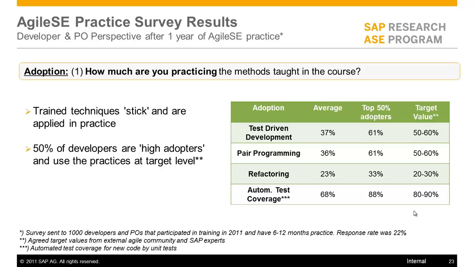Now for the first, you see here that basically the trained techniques stick after a year and they're applied in practice. So things like test-driven development, pair programming, refactoring, automated test coverage, which is more of a result.